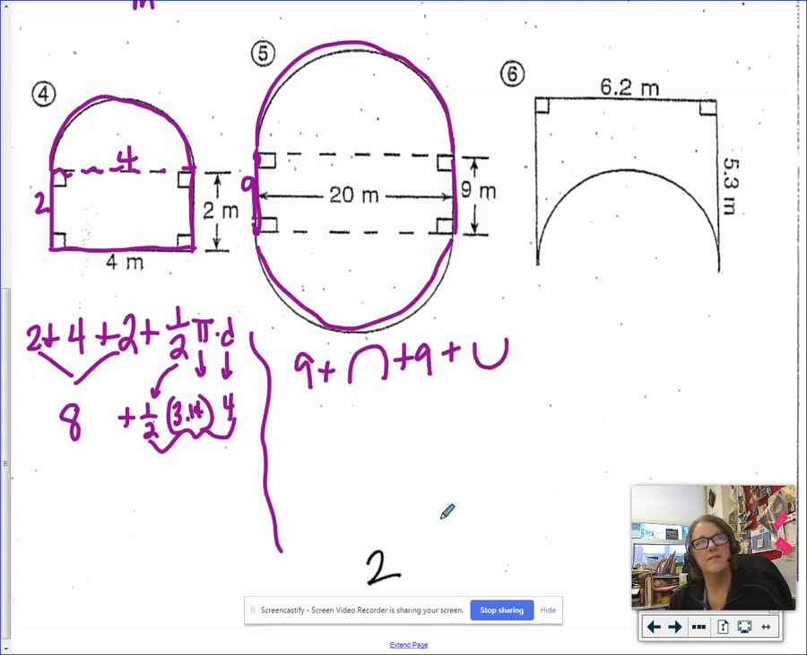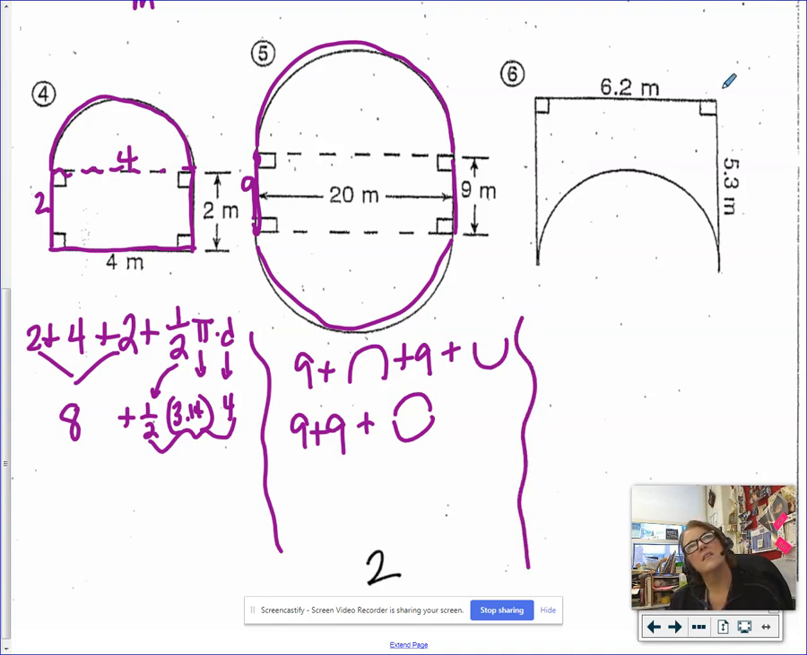Okay? So realize if I rearrange the order here, I have my 2 straight pieces, and then I have a full circle. I'm going to stop writing everything for you. Just realize that's 1 circumference, and then add the 2 straight pieces.